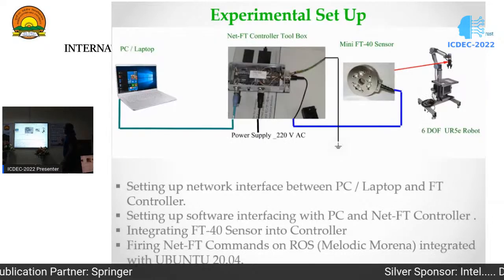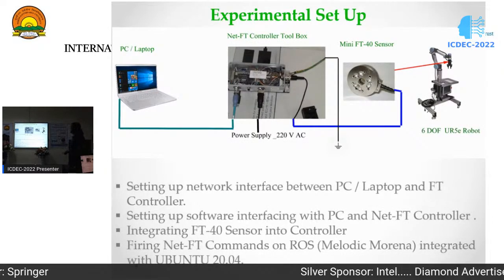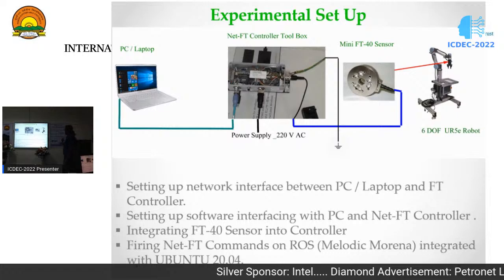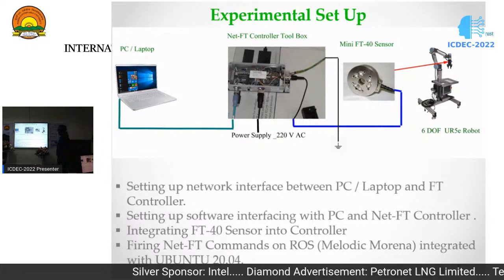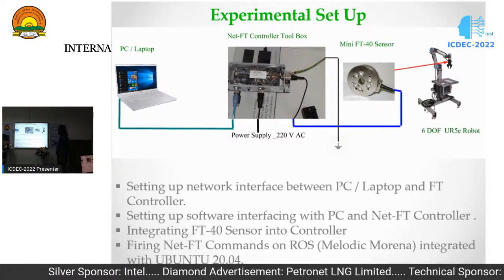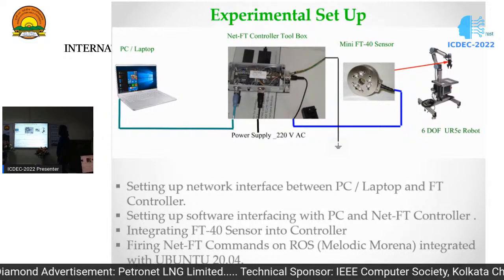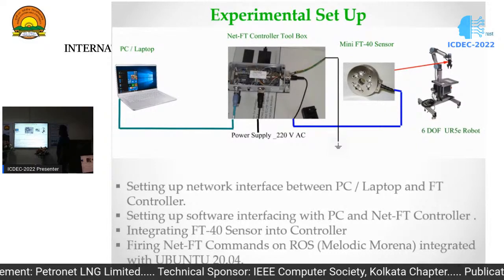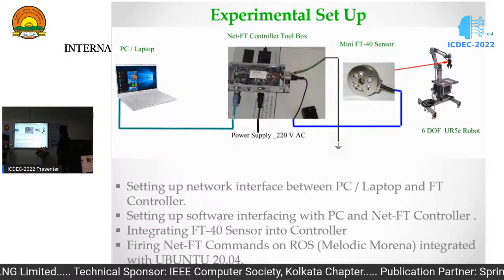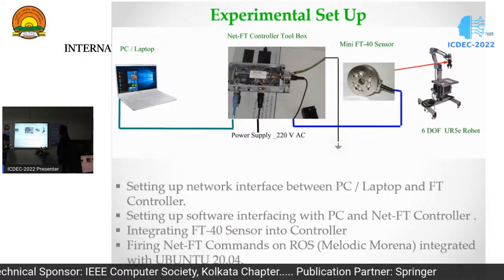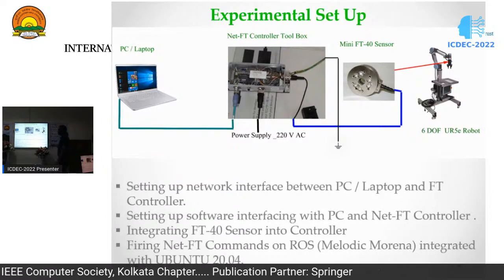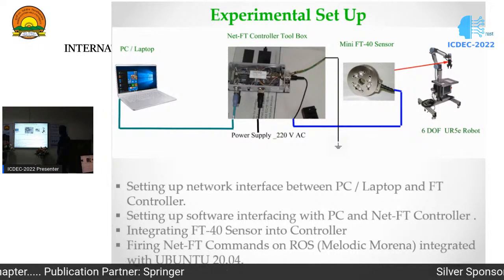Now, the point of interest, the experimental setup. This is the Net F/T controller box. See this one, it is the interface M12 cable through RJ45 ports. This is a supply. From here it is connected, and this is the earthing connection, in order to avoid the EMI effect. And this is connected to this UR5 robot at the end effector place.